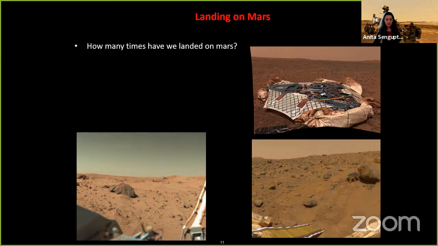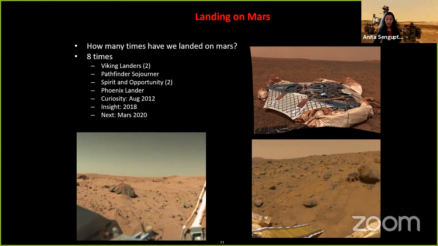So one of the most challenging things, though, to do in space missions is to land on the surface of another planet. And so we've done that successfully a total of 8 times with the U.S. space program, hopefully another time coming up on Thursday of this week with the Mars 2020 Perseverance rover.